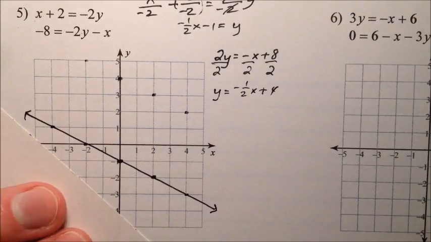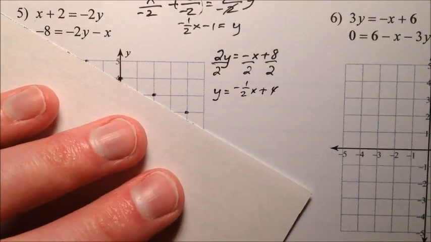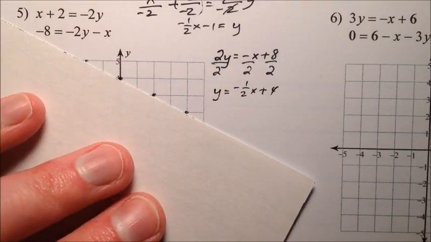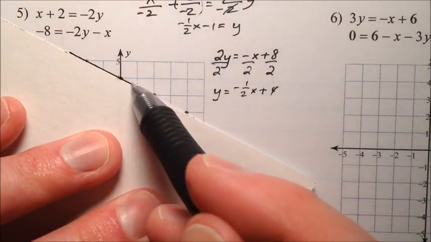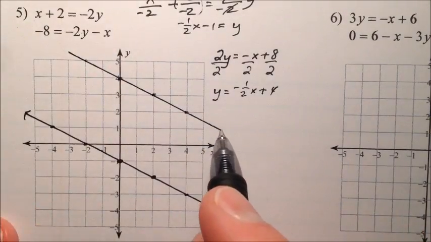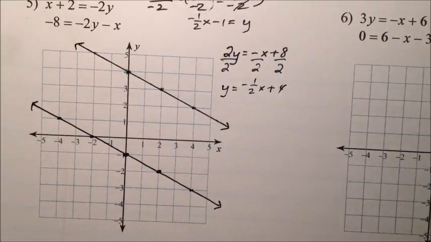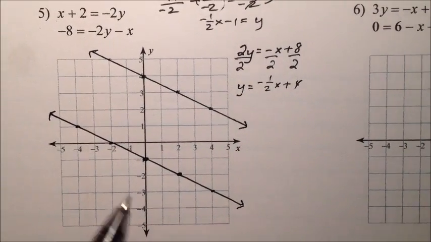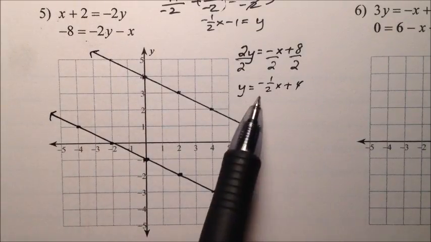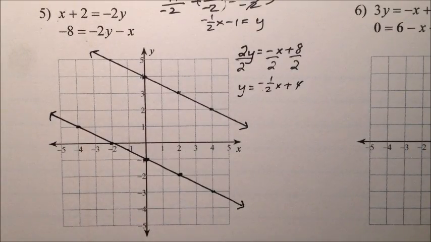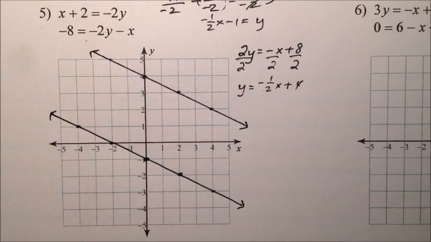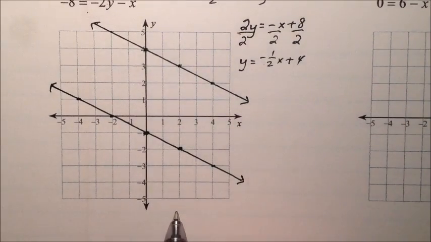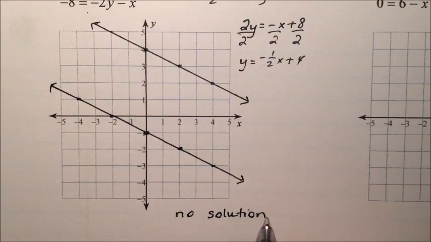And so when I graph this one, let's get it in there, there we go. It looks like, again, we have some parallel lines here. So our slopes were the same, both of them were negative 1/2. So they're never going to cross, so that means there's no solution. So I'm going to write no solution down here. And that means if I were to classify this, it would be inconsistent because there's no solution.